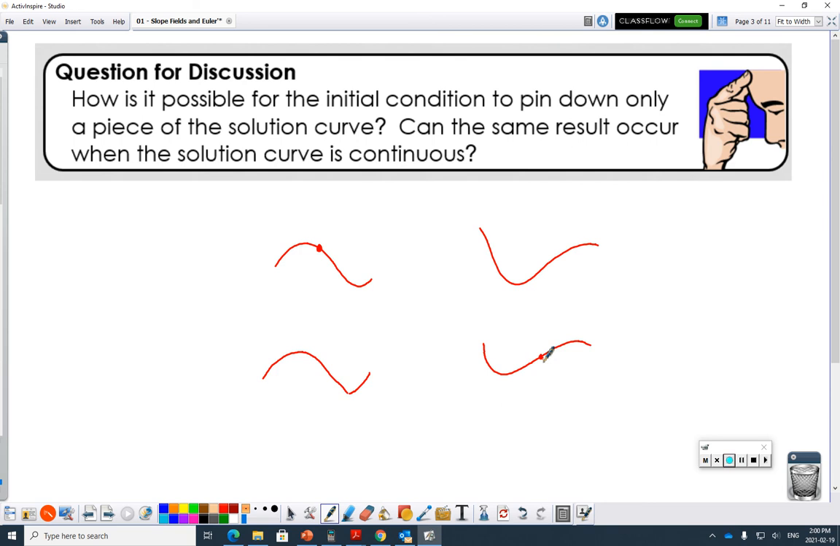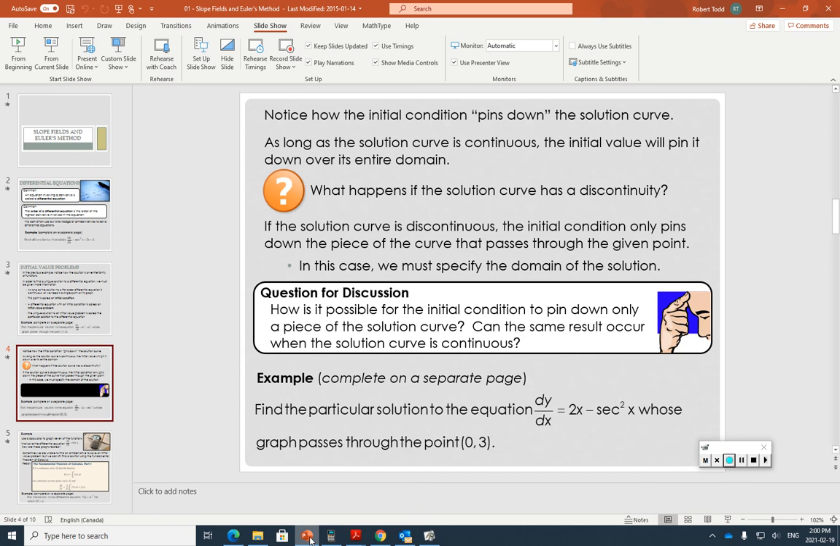I'm not setting up for a crazy test question. I'm not. I just want to mention that. Yeah, that's important if it's discontinuous to have multiple points, or else you'll have to specify the domain of your solution.